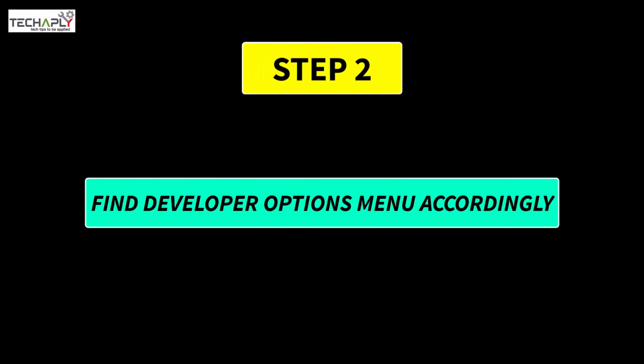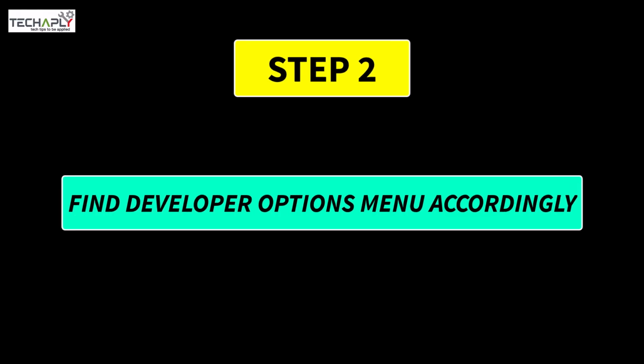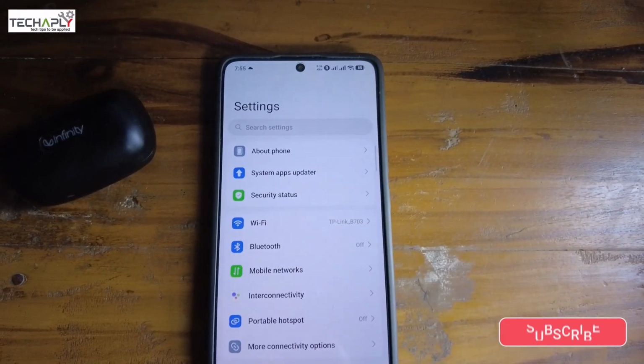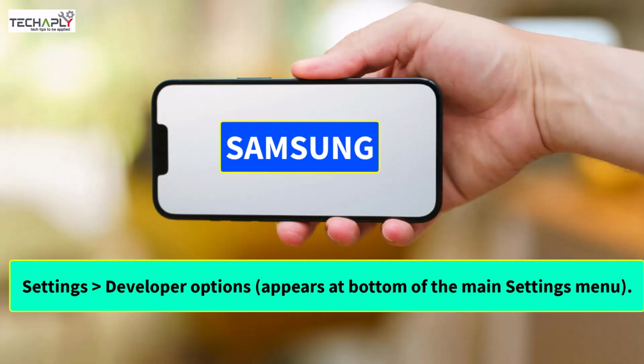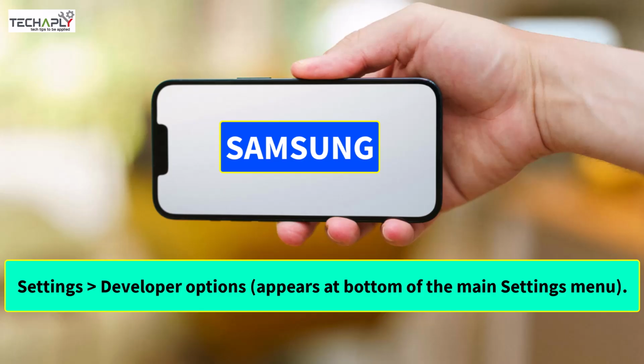Step number 2. Find the developer option menu according to your Android device. Here is the list of brand-specific Android phones' developer options location. For Samsung device, go to settings and check for developer options.